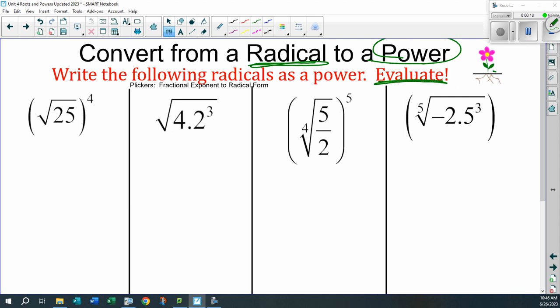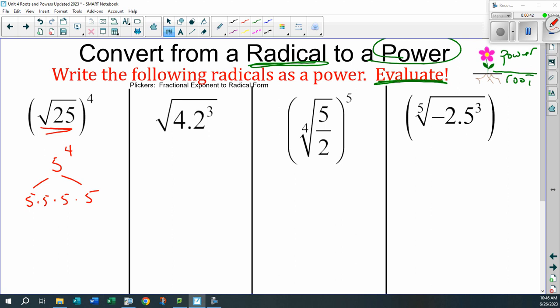Just remember what I taught you. The idea of that's the flower, that's the power, there's the root. Got it? Okay, don't forget that. That's going to really save your butt. But sometimes, I mean, look at this particular question. Who doesn't know the square root of 25? Come on, that's 5 to the power of 4, which means 5 times 5 times 5 times 5, 4 times.